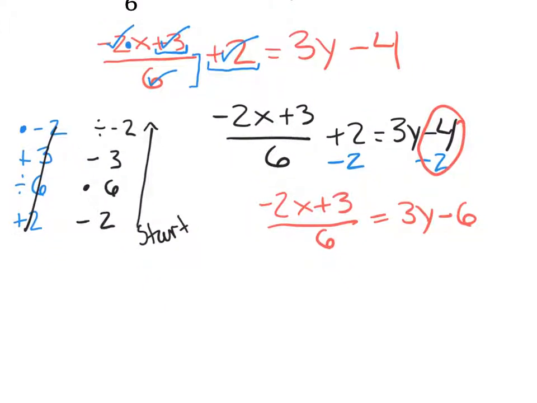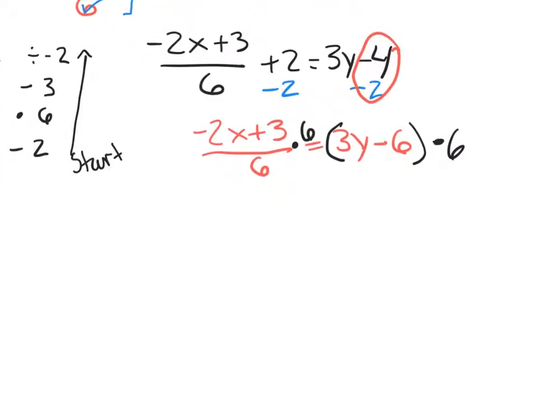Then we multiply by 6. And just like division, everything is getting multiplied by 6. 3y is getting multiplied by 6. And the negative 6 is getting multiplied by 6. So you can either put it in parentheses and do some distributing, or just multiply each term by 6 right off the bat. So we'd have 18y minus 36.